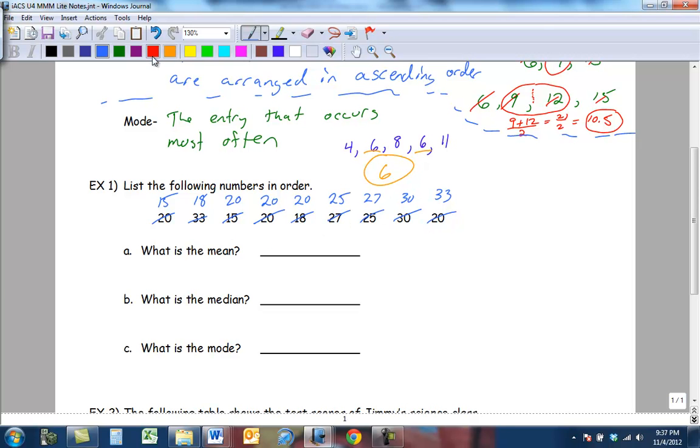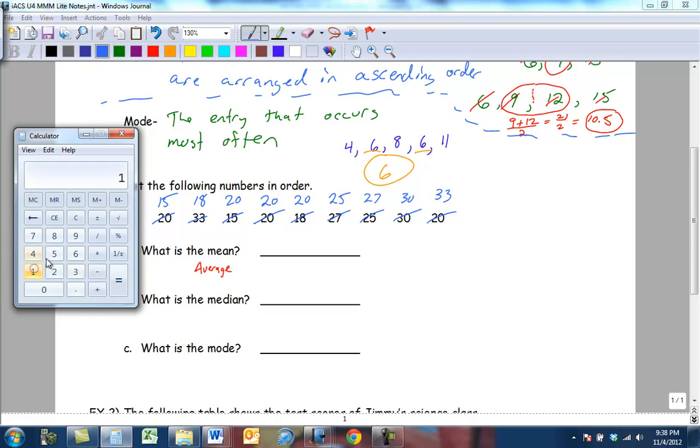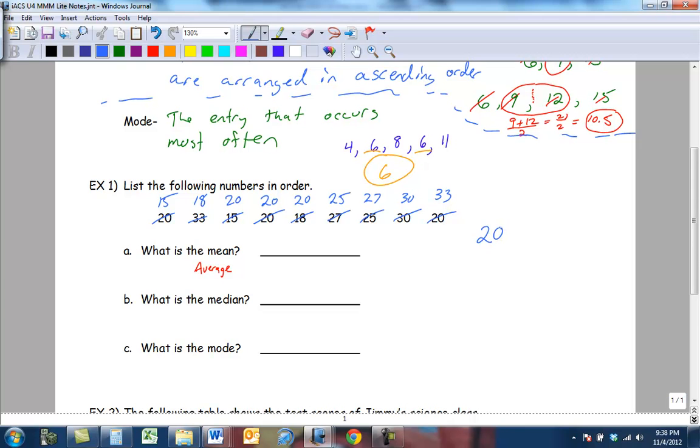Now remember, mean means average. Mean means average. So we're going to add all of these up. So use your calculator. 15 plus 18 plus 20 plus 20 plus 20 plus 25 plus 27 plus 30 plus 33. I believe we get 208. Double check me, make sure that I'm right.